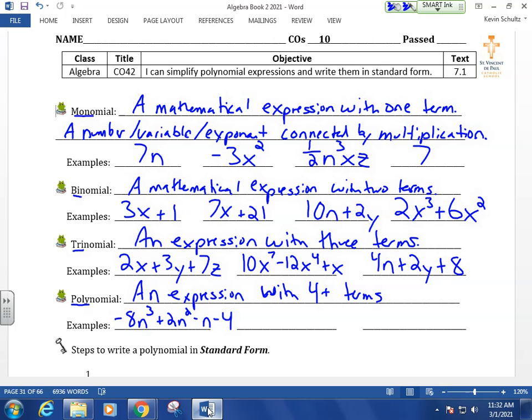Lucas, what do you got? 10z minus 4n plus 5w plus 6a. Keep going. Yeah, you could continue on, I suppose, 4 or more. Or just something like A plus B plus C plus D plus E plus F, right? That would be a 6-termed expression, but also a polynomial.